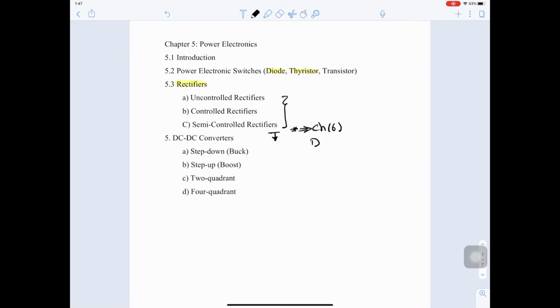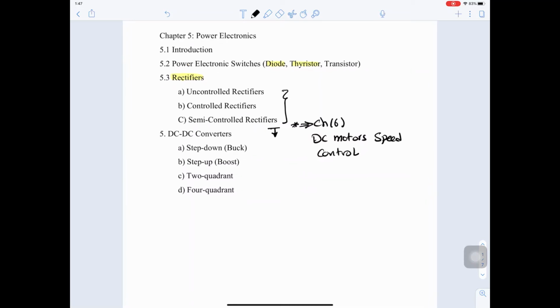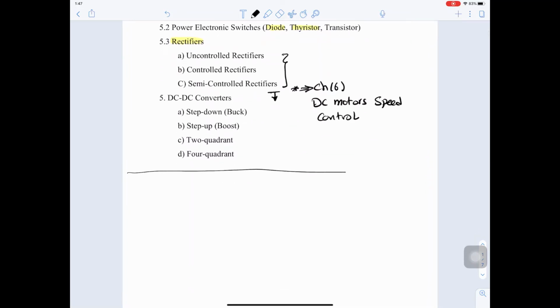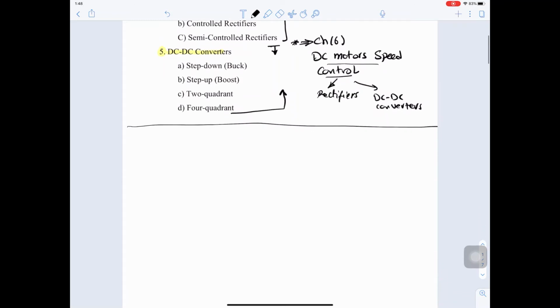And chapter 6 is DC motors speed control. How we can do speed control for DC motors. And then we will continue the DC to DC converters, and then we will go again to DC motors speed control. So for DC motor speed control, we will do this using rectifiers, and we will do this using DC to DC converters. So instead of finishing chapter 5 and then moving to chapter 6, we will do them together.